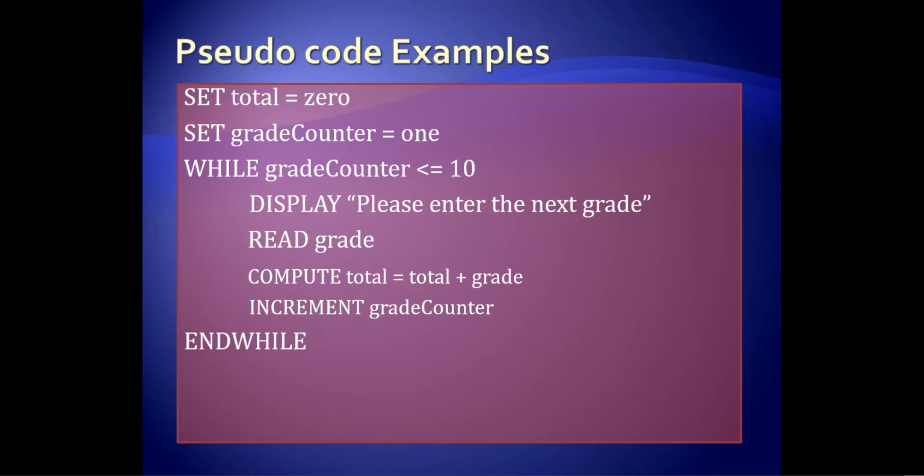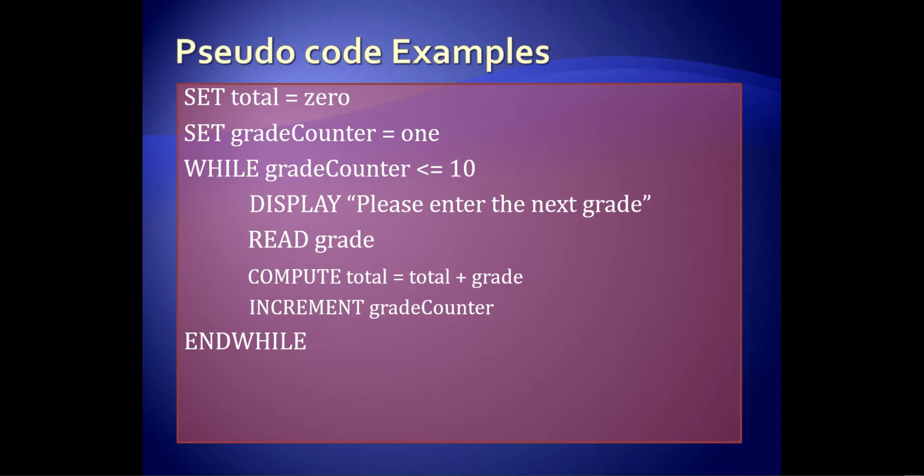Total started at 0. And then we're going to increment grade counter, because this is a while loop, so we actually have to do that. So then it's going to go back up, and now grade counter is 1 bigger. So it's going to keep going until it's no longer within that bounds. So what we did, we calculated the sum of 10 grades.